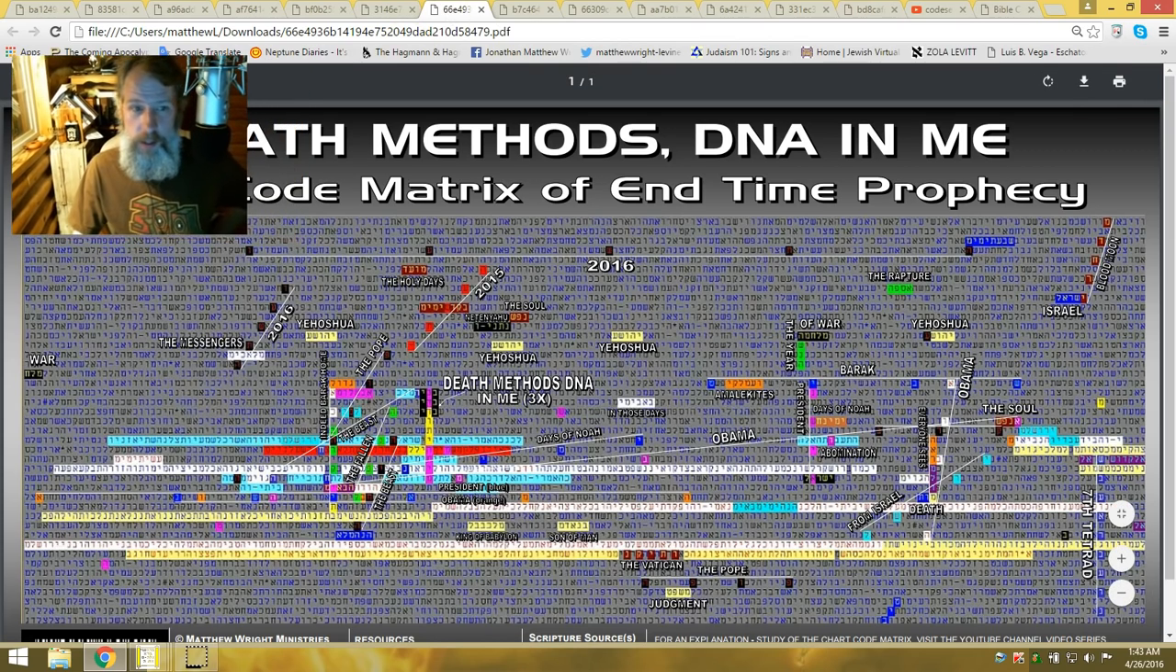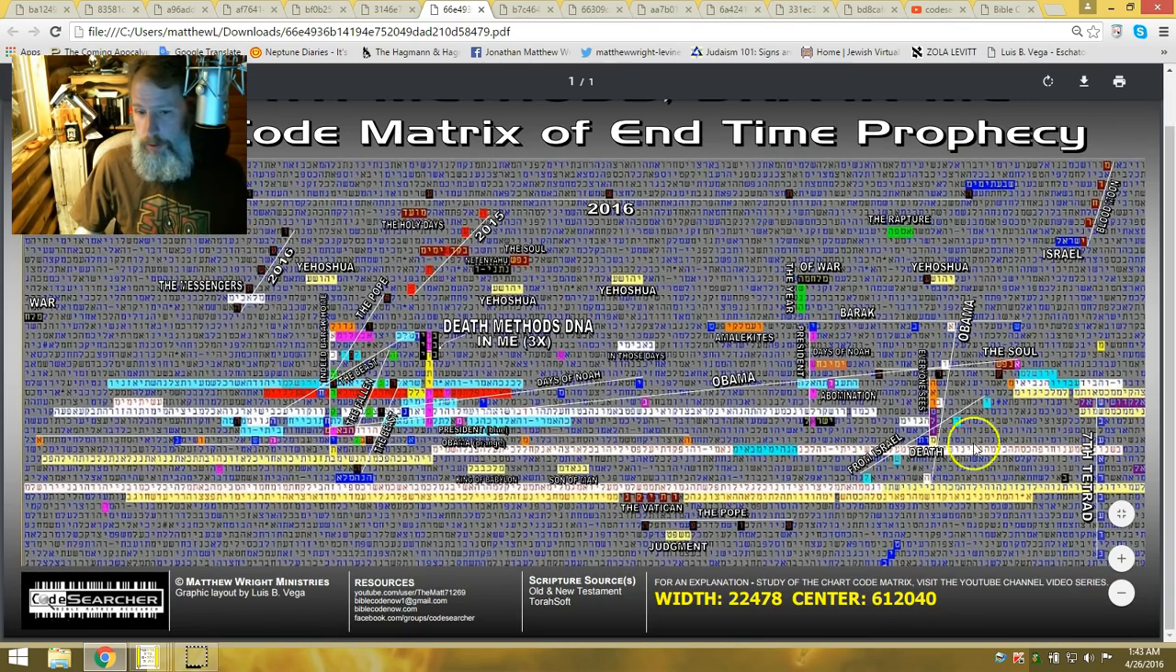Here is death methods, DNA. What are you seeing with the GMO stuff? And by the way, this is the seventh tetrad table that disappeared. So you actually have two tables in one. The seventh tetrad is the access term over here in the far right.